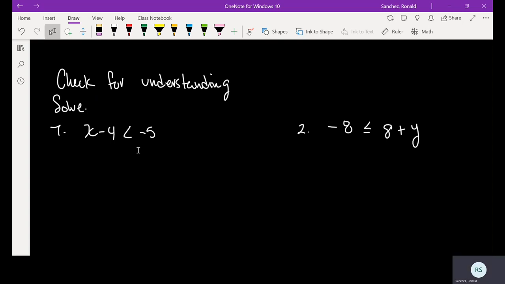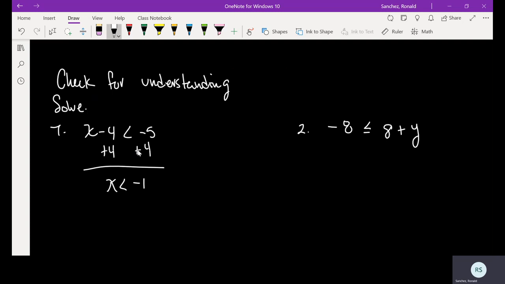Okay, hopefully you paused the video. If you have not, I still encourage you to go ahead and try this problem on your own. But now I'm going to go over these problems. Over here, we could have added 4 on both sides, and that was going to give us x is negative 5 plus 4. That's actually negative 1. So I'm looking for all values that are less than negative 1.